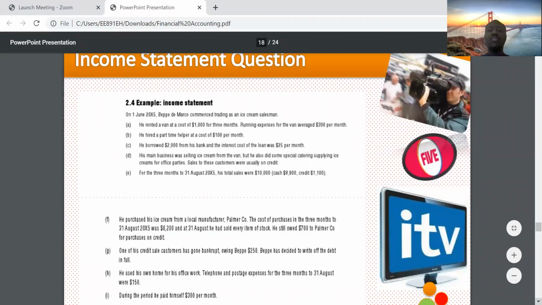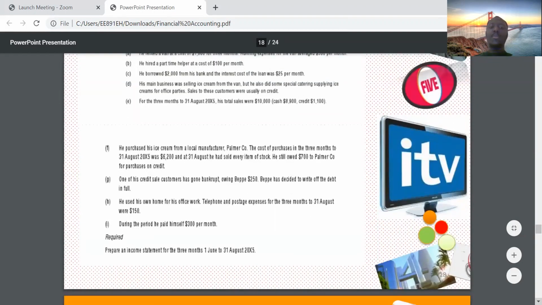His main business was selling ice cream from the van, but he also did some special catering, supplying ice creams for office parties. Sales to these customers were usually on credit. Very, very important in terms of the accrual concept. For the 3 months to 31st August 2005, his total sales were 10,000, which is cash of 8,900 and credit of 1,100. He purchased his ice cream from a local manufacturer, Palmer Company. The cost of purchases in the 3 months to 31st August 2005 was 6,200. At 31st August, he had sold every item of stock. He still owed 700 to Palmer Company for purchases on credit.